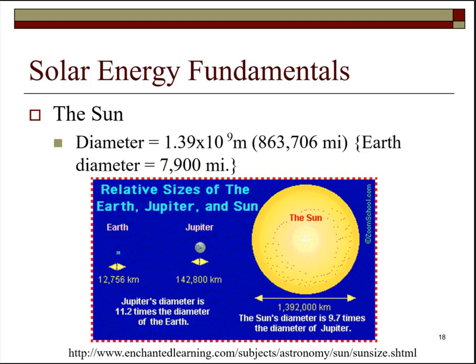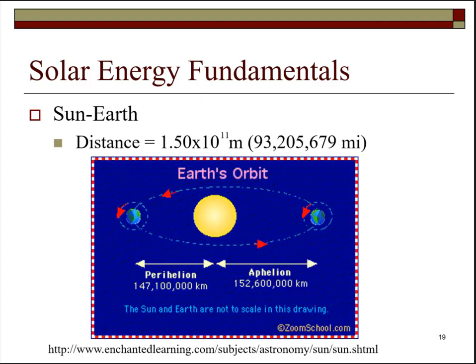The diameter of the sun is given to be 1.39 times 10 to the 9th meters, or about 863,706 miles. The Earth's diameter is about 7,900 miles. The distance from the center of the Earth to the Sun is given to be about 1.5 times 10 to the 11th meters, or about 93,205,679 miles.